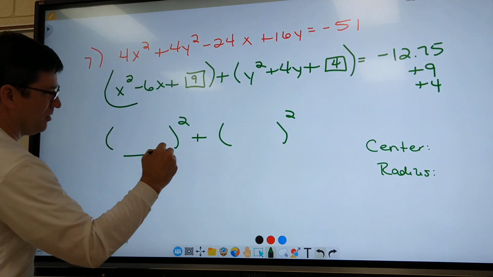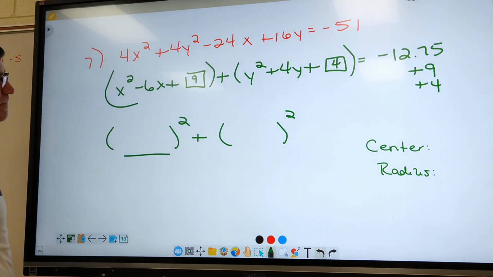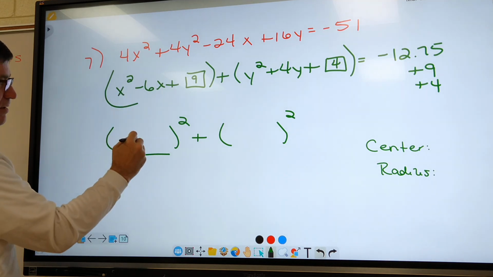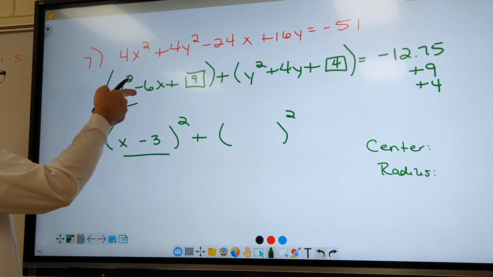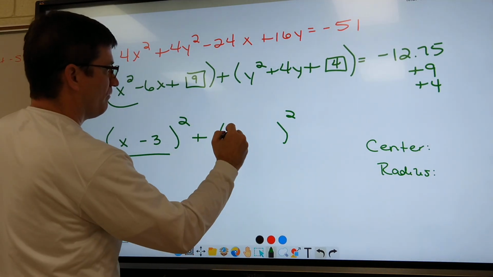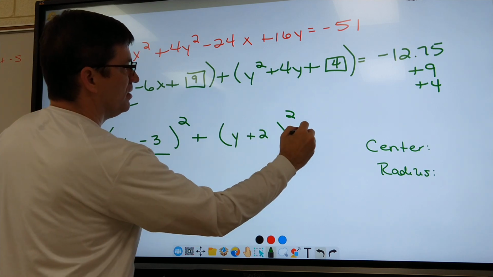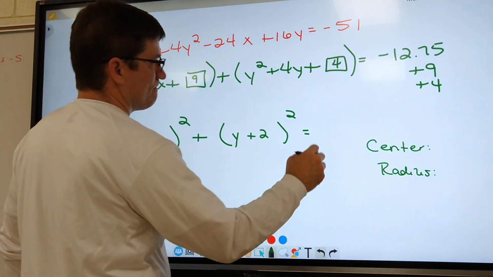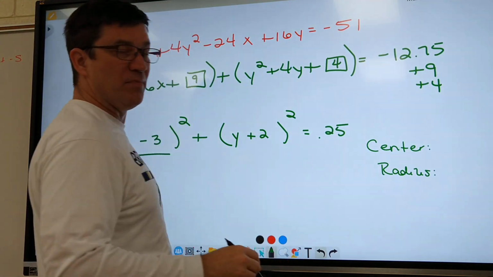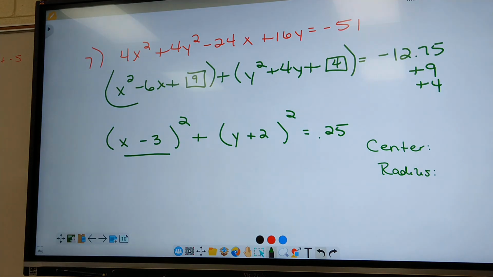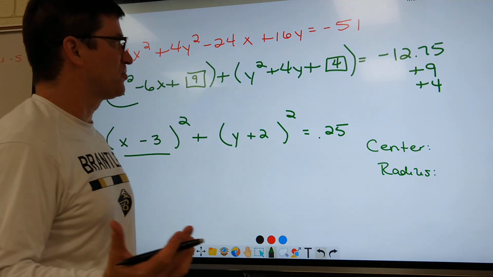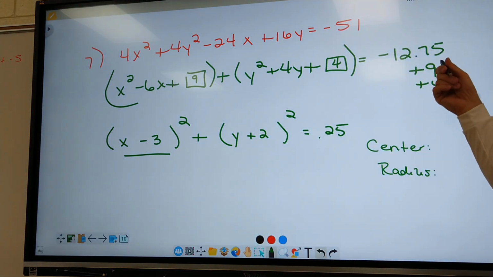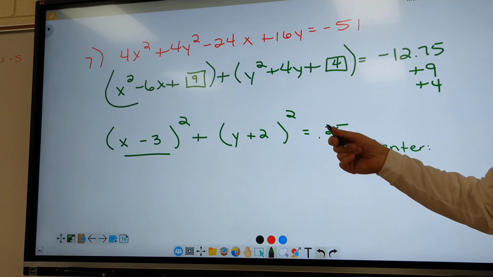All right, Taylor, can you plug in what goes there? X minus plus 3. Use the sign that they have. All right, what goes in the other one? Y plus 2. Very good. Somebody add these three numbers up for me, please. 0.25 is what I'm hearing the most. Is that right? Wait, hold on. 0.25. Do I need to add those three up? That's the same thing as 1. Negative 12.75 plus 9 plus 4. I think that's right. Yeah, I forgot the negative.